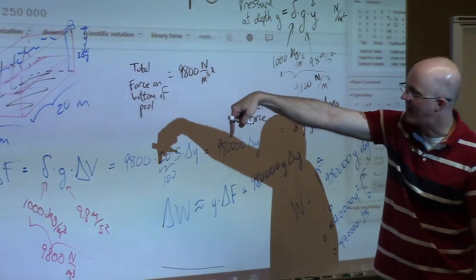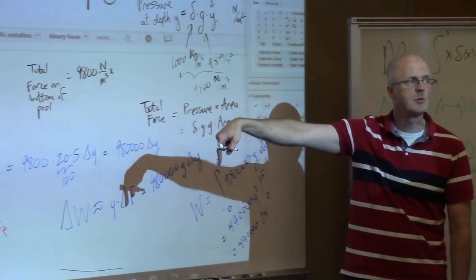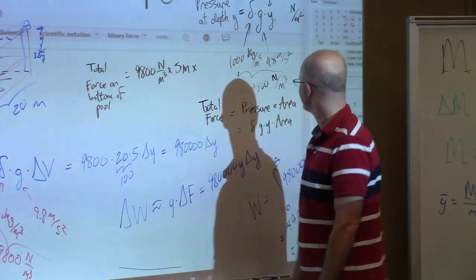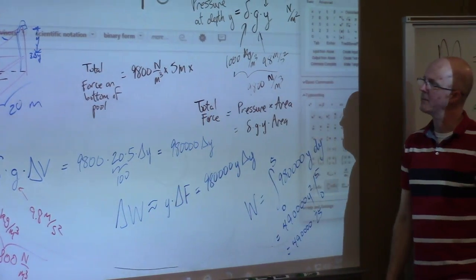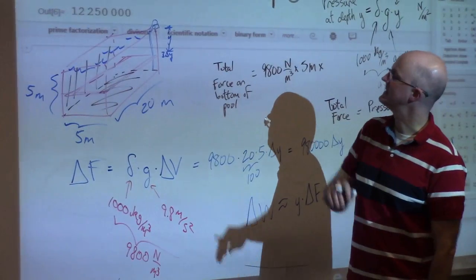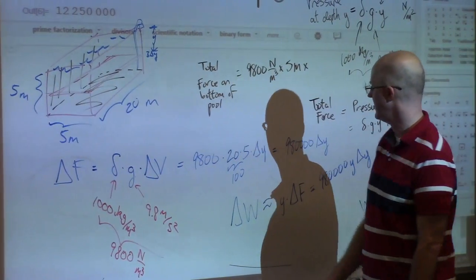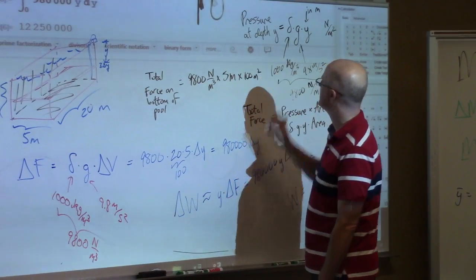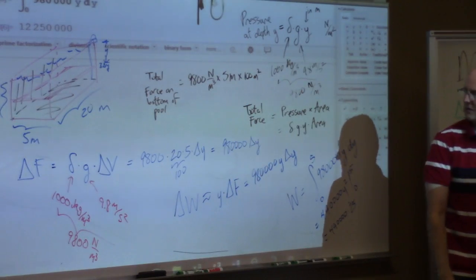Y is the constant depth of the bottom of the pool, which is 5 meters. And then the area of the bottom of the pool, it's a rectangle, base times length, 5 times 20, 100 square meters is the area of the bottom of the pool.